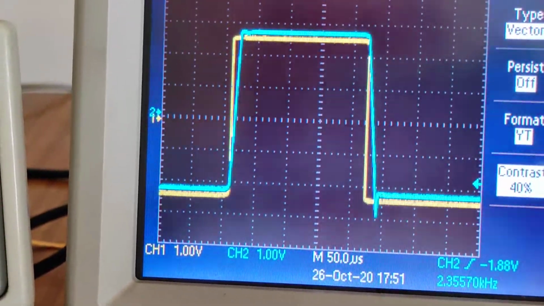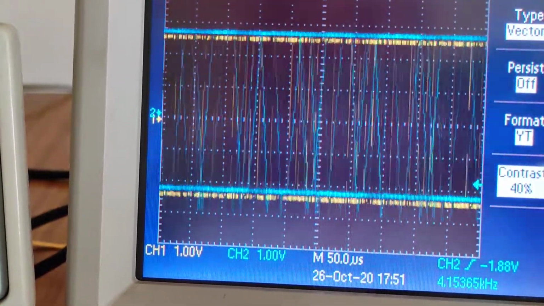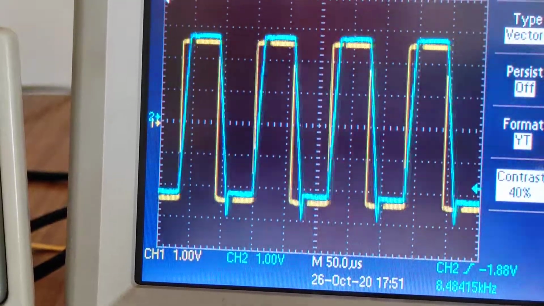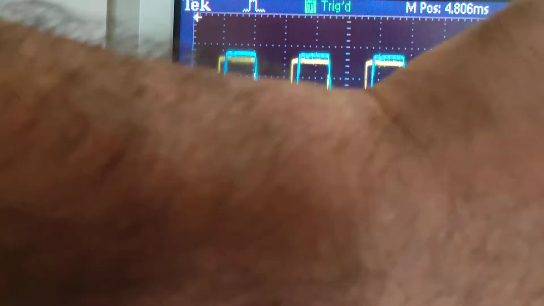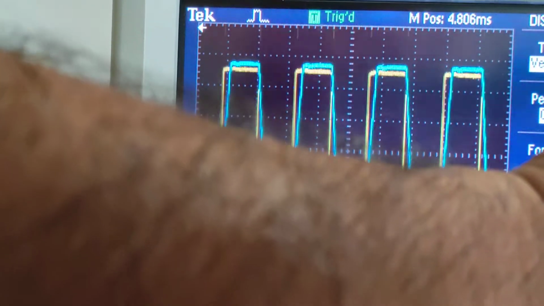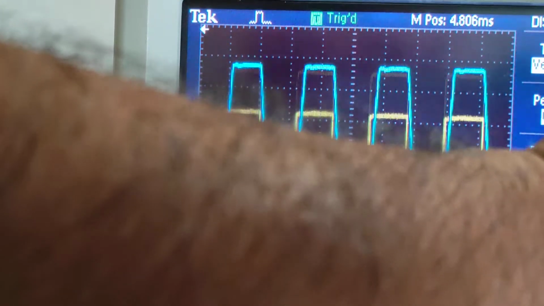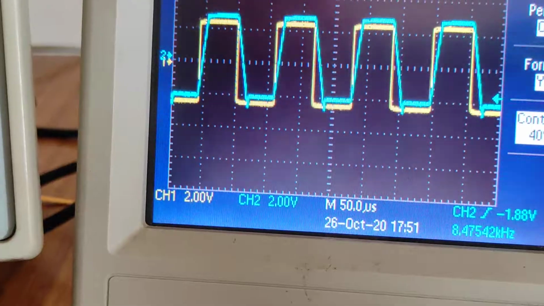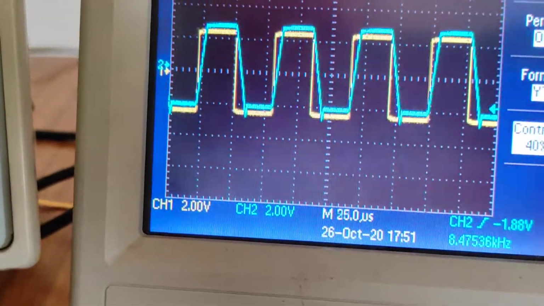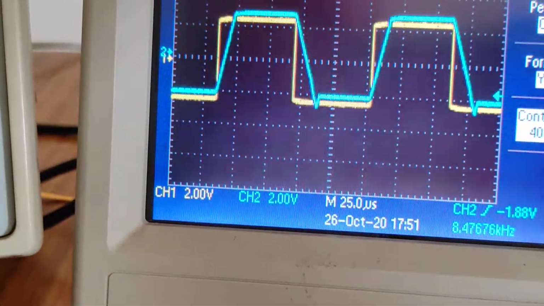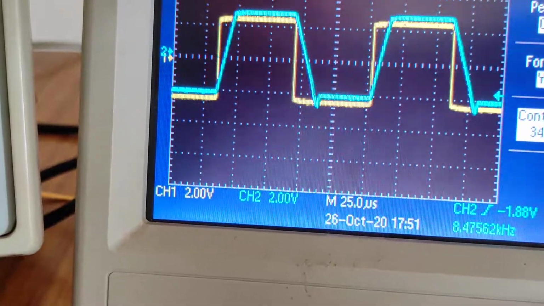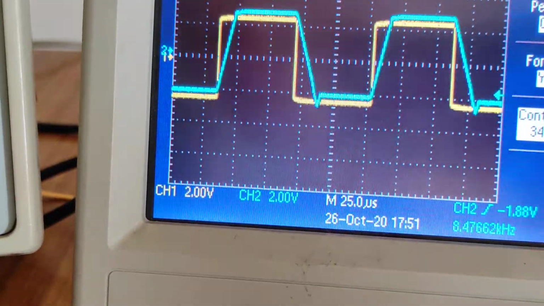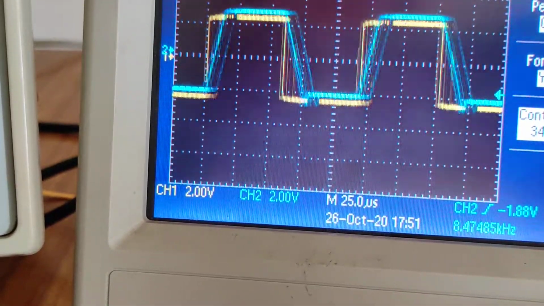For that I will be changing the frequency. If you change the frequency, then also you cannot see. For that I am reducing the voltage range. I have reduced the voltage range and made it a bit visible. Now it is visible.